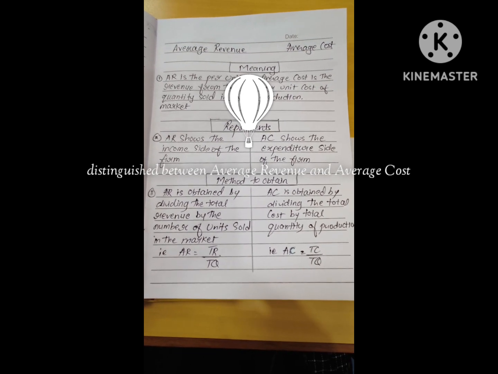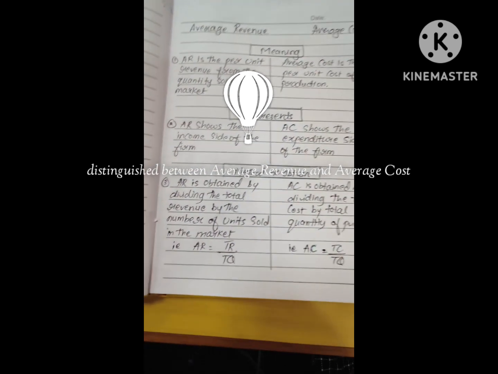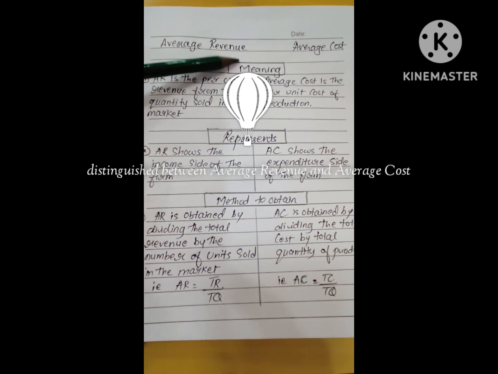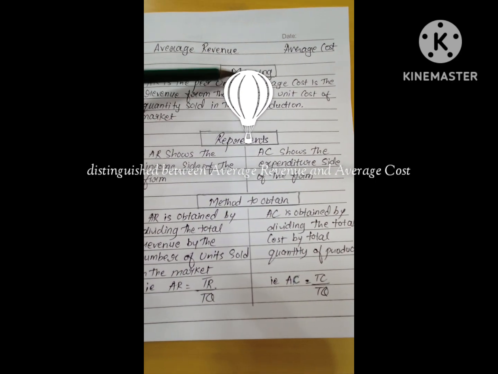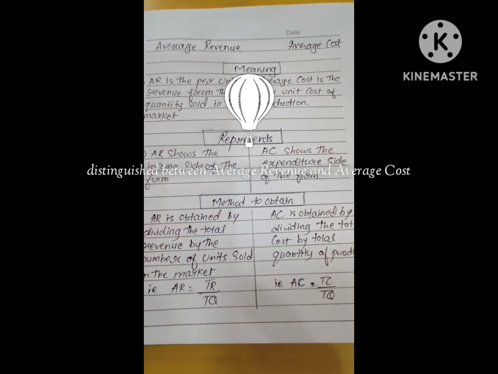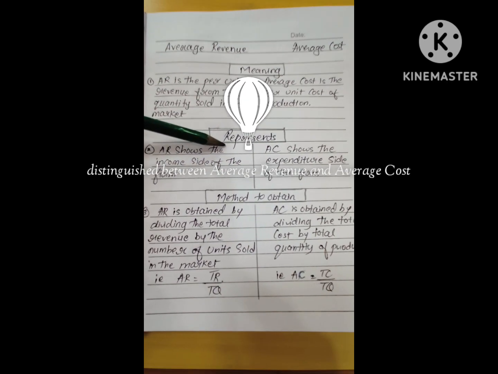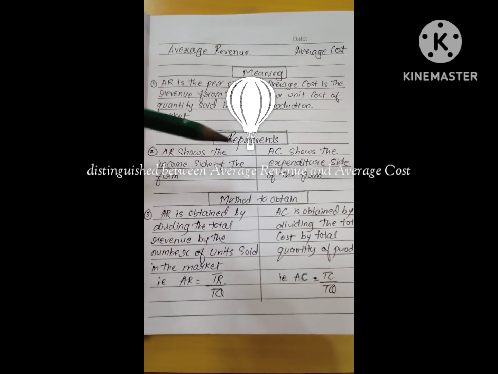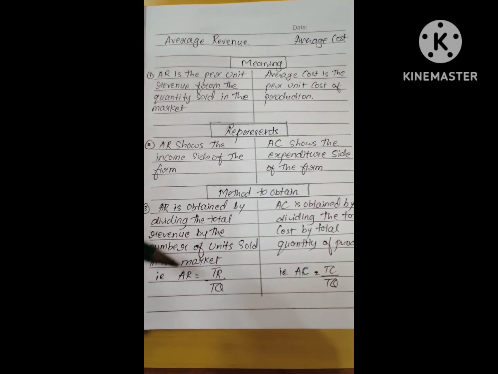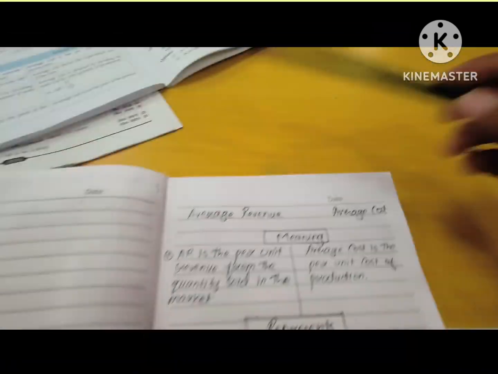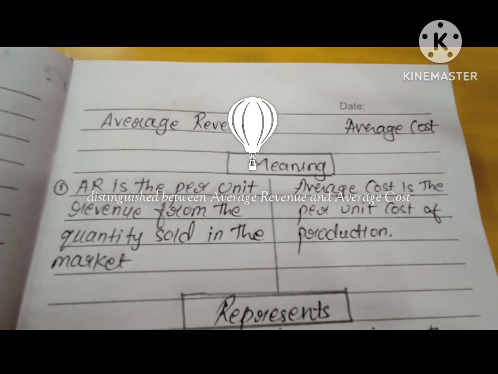Okay, now this is how you can write it down. You can see this is the way of writing the distinguish. When you are given the meaning, you just write the meaning over here: the meaning of average revenue, meaning of average cost, what it represents, and the method to obtain average revenue and average cost. So let's discuss. Now you can see average revenue.